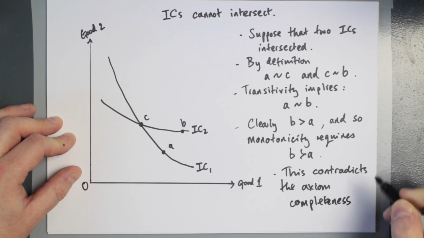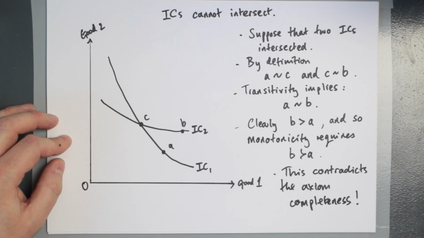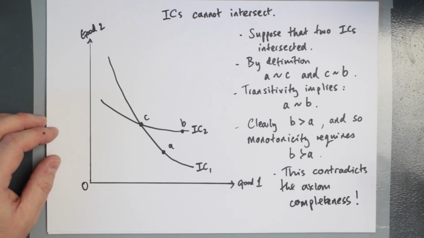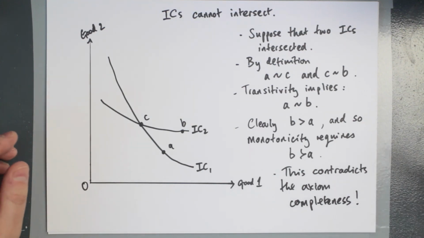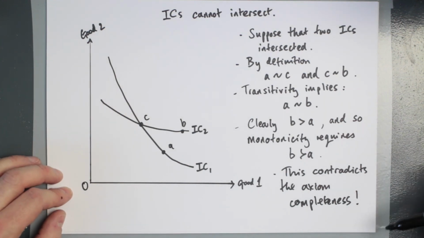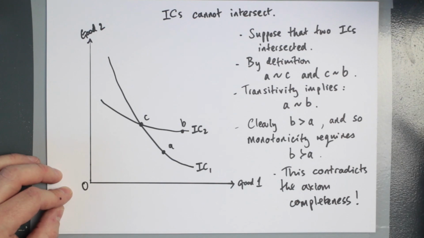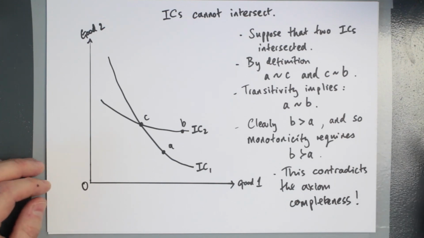Okay, so the assumption that two indifference curves intersected, when we assume that the three axioms of consumer theory hold, led to the contradiction that one of the axioms didn't hold. It was being violated. Okay, so essentially our initial supposition was incorrect, and it must be the case that indifference curves never intersect.